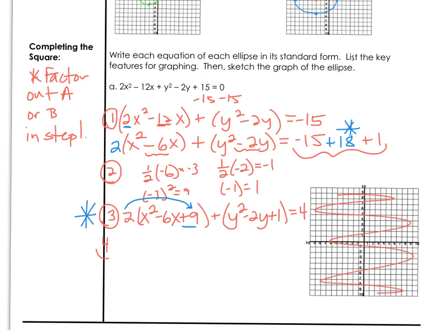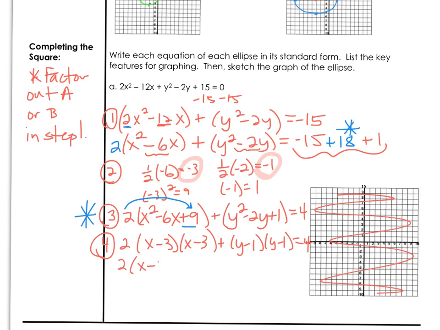Factor the parentheses, so we still have that 2 out in front. X squared minus 6x plus 9 is x minus 3 and x minus 3. Remember how that's kind of the same as what we found up here? And that's still consistent like it was with circles. Y squared minus 2y plus 1 will be y minus 1 and y minus 1. Just like it was up here. And then equals 4 on the right. So we have 2 times x minus 3 squared plus y minus 1 squared equals 4.